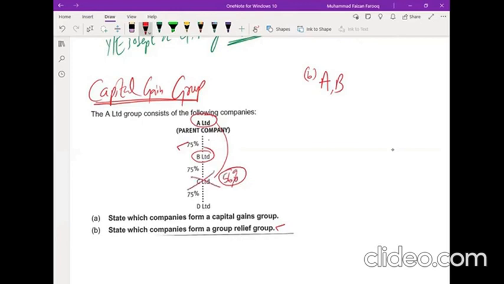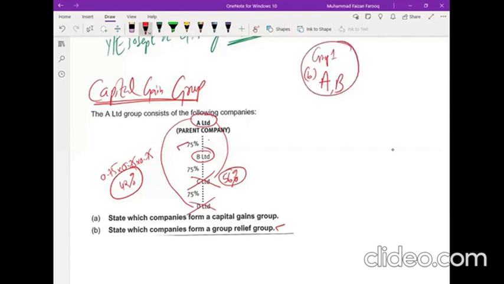No need, right or wrong? Right. And what about D? D is further away. So 0.75 into 0.75 into 0.75, what will it be? It will not be a part, but just for information we are solving. 42%. So D is also not part of this group. This is group number 1, right? There can be other groups as well: B and C are group number 2, and C and D are group number 3.